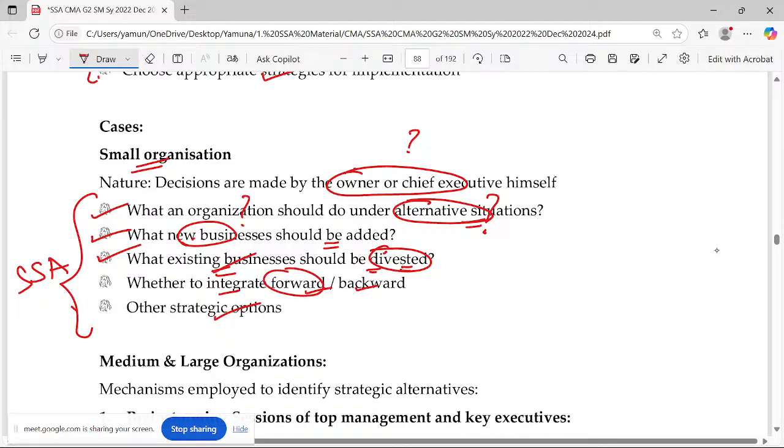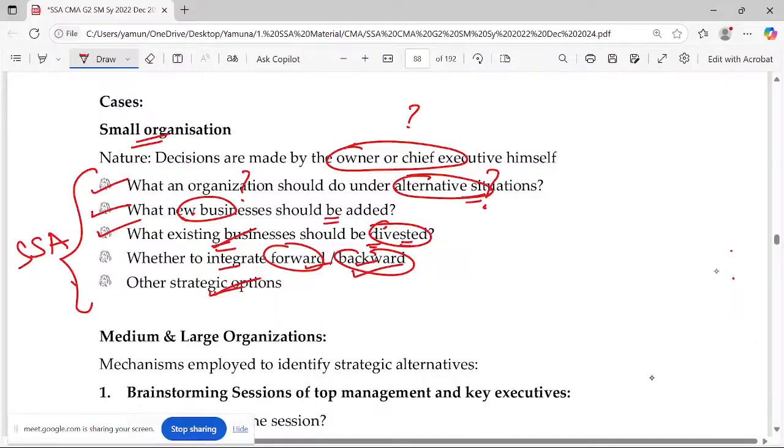Whether to integrate forward or backward. Backward we cannot do, which means forward I cannot do. Backward is, as I was discussing, after 10th we can educate the students. Else, regarding the single bookset publication, we are preparing our own materials and we have our own publications. That's a backward integration. I'm not buying from others. But I can plan for others.